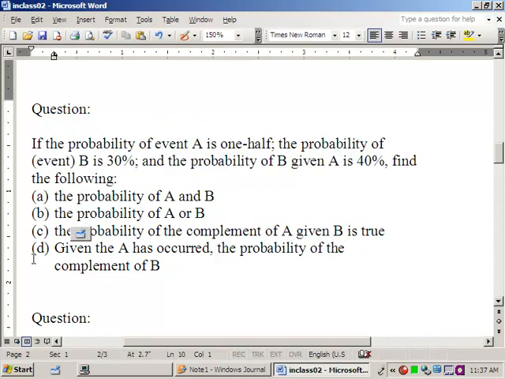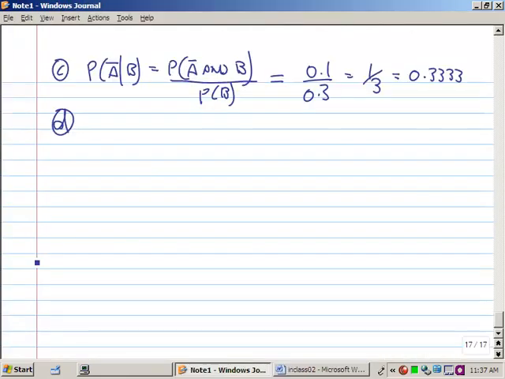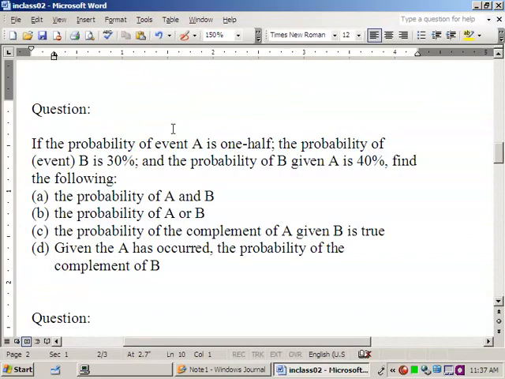And part D, given that A has occurred, what's the probability of the complement of B? Probability complement of B given that A has occurred. Okay, just to make sure of that. Given that A has occurred, so that's the condition. Find the probability of B bar. So we could rewrite part D as asking the probability of the complement of B given that A has occurred.